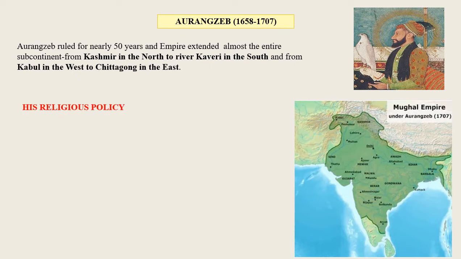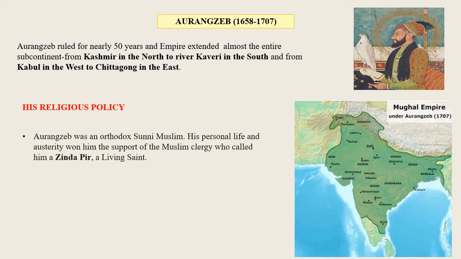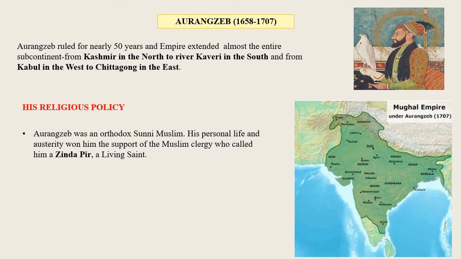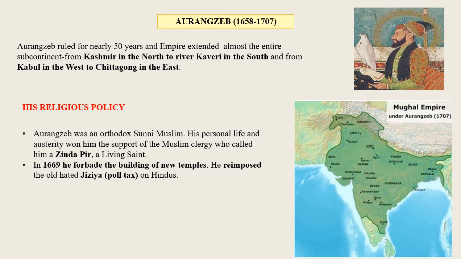His religious policy. Aurangzeb was an orthodox Sunni Muslim. His personal life and austerity won him the support of Muslim clergy, who called him Zinda Pir, a living saint. In 1669, he forbade the building of new temples. He reimposed the old hated jizya poll tax on Hindus. This naturally cost him the sympathy and support of the Hindus.